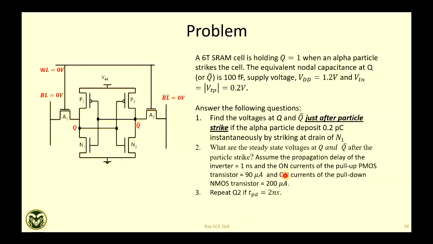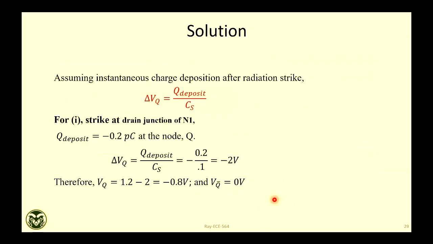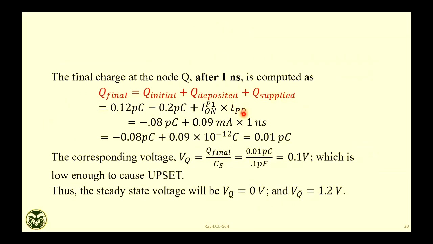You can repeat this for t propagation 2 nanosecond. At 2 nanosecond, you will see there is no upset because of the longer time. So this current will increase. Instead of 1 nanosecond, this will be 2 nanosecond. So this charge will make the final charge on this capacitor high enough so that it is not below the threshold voltage of the MOSFET.